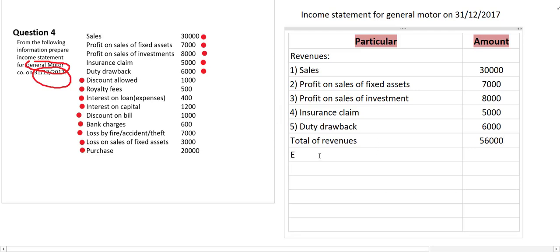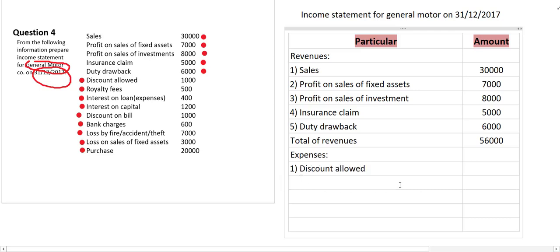After this, mention the total of expenses, right? Expenses. How much are the expenses? You just mention the number of expenses. How many expenses do we have? So now let us go one by one, mention expenses. So number one is discount allowed, royalty fee, and so on.